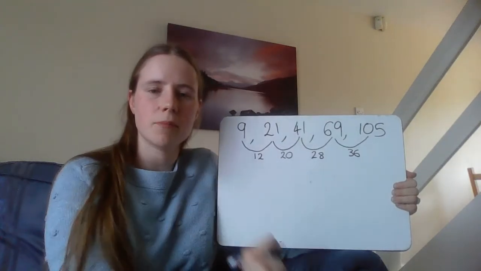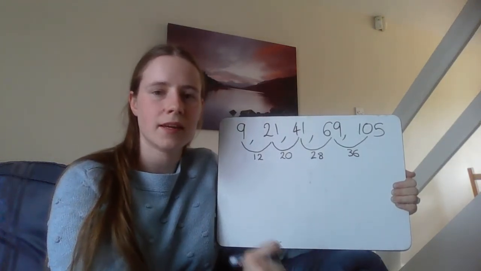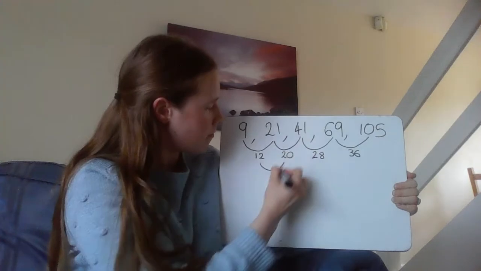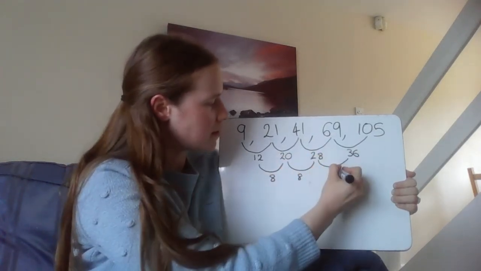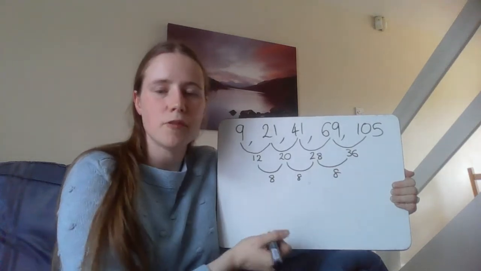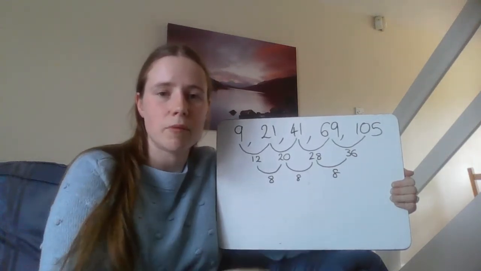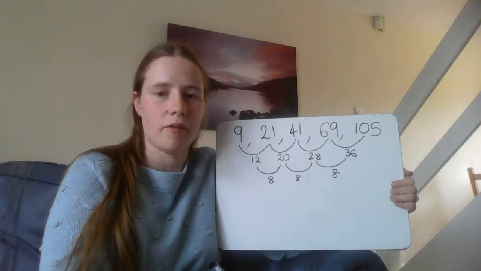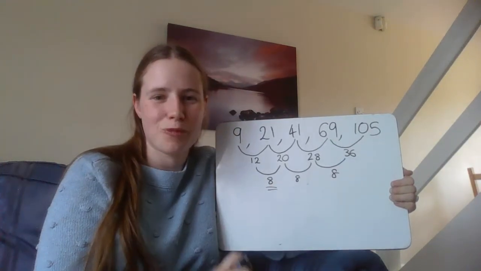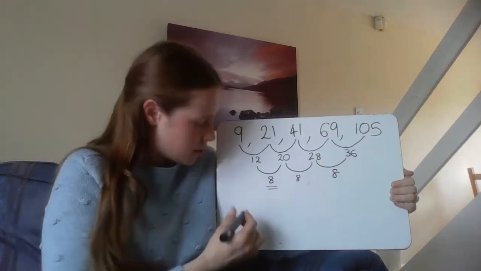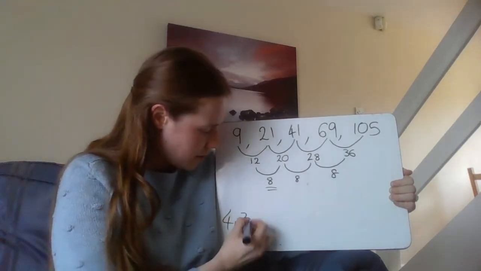Okay, those are my differences. I now need to find the second differences. That's a gap of 8, that's a gap of 8, and that's a gap of 8. To go from the second difference to the number in front of the n squared, I have to halve it. So half of 8 is 4. So I know my sequence has 4n squared in.